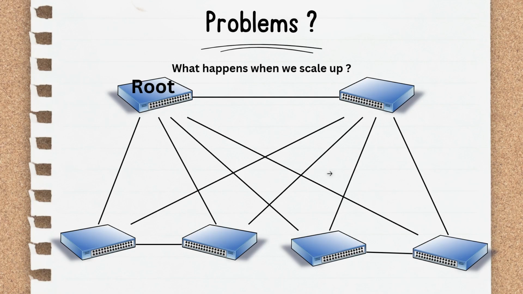But what happens when we scale up? When we scale up, this problem becomes more and more visible. Let's say in this topology, this is a traditional and modern leaf-spine topology. Let's say this bridge is a root bridge.